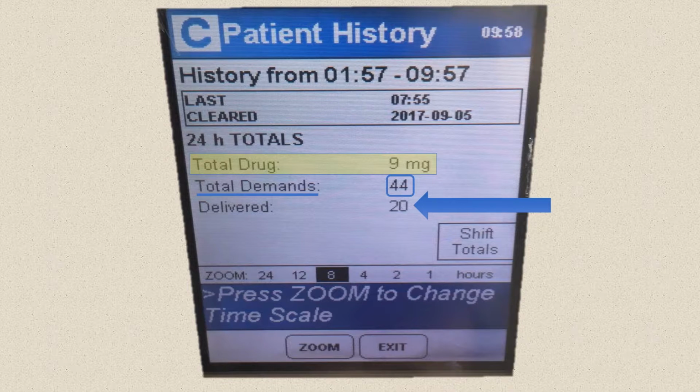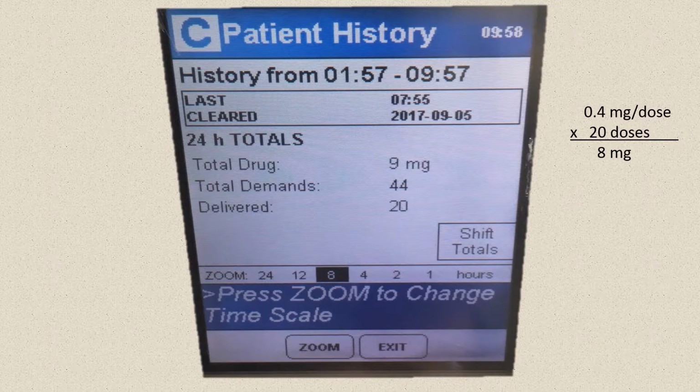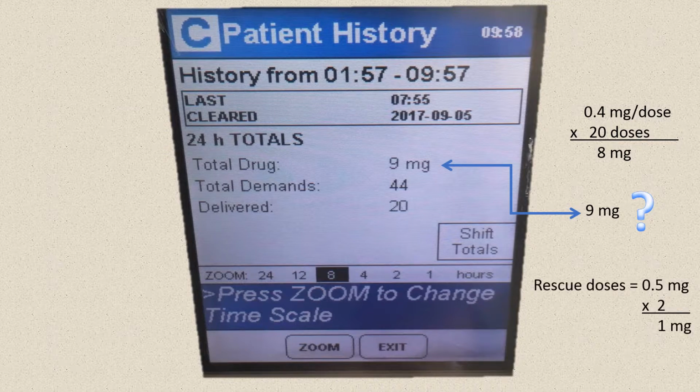If you're really paying attention, you'll have noticed that 20 deliveries of 0.4 milligrams per dose is only 8 milligrams, yet the total amount received says 9 milligrams. So what gives? Remember, patients can get nursing rescue doses too. This patient was ordered to get 0.5 milligram per rescue dose, and so had to have received 2 doses in the last 8 hours to make up for the missing 1 milligram.